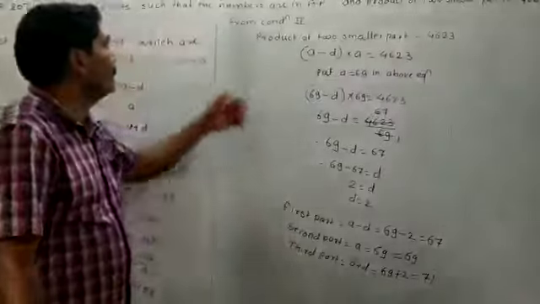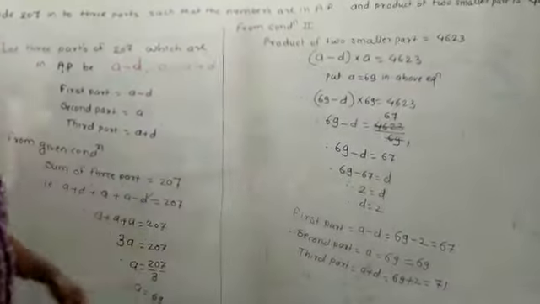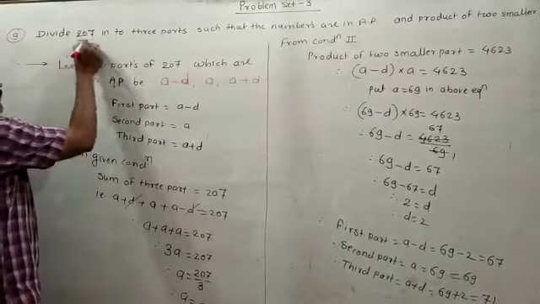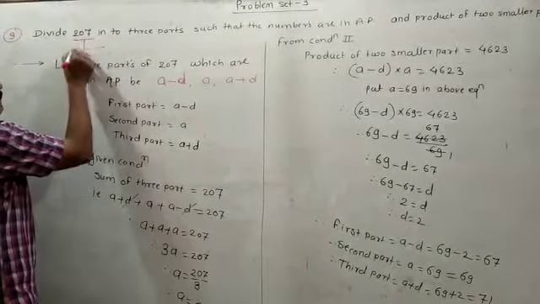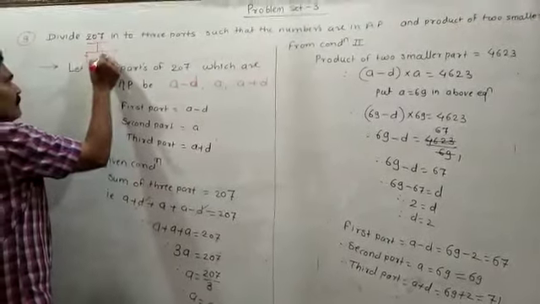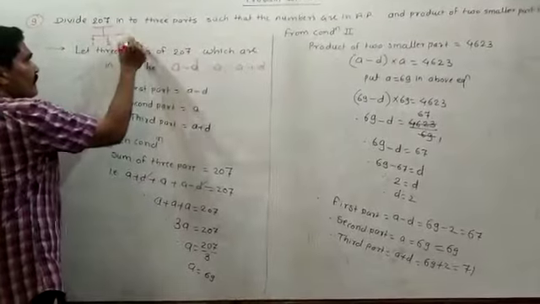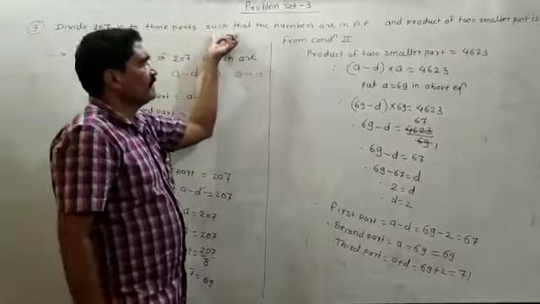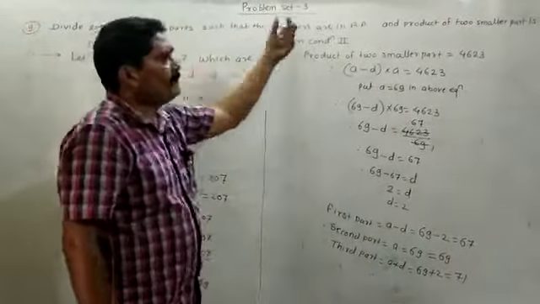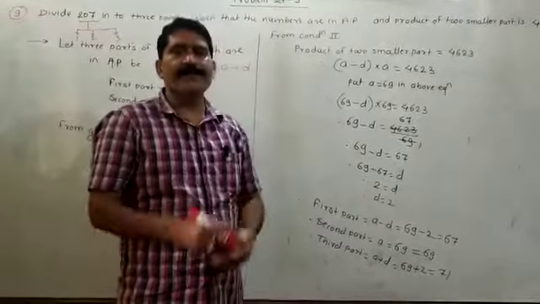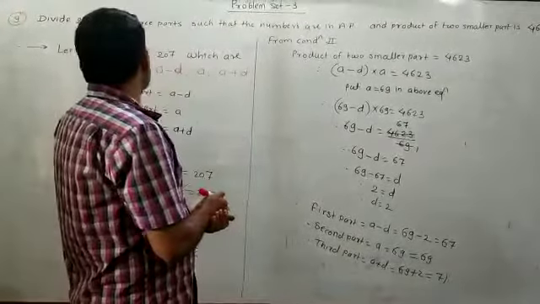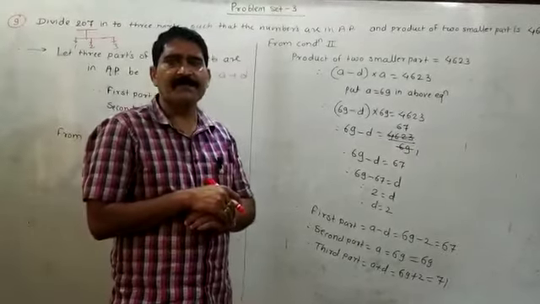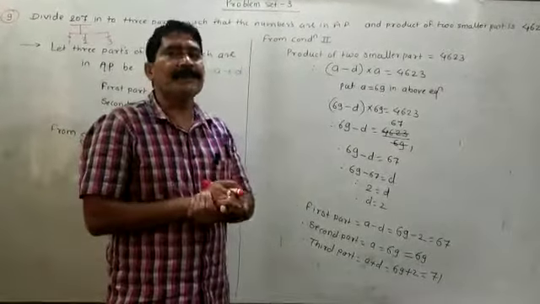To start with, problem set 3, question number 9: divide 207 into 3 parts, one part, second part and third part, such that the numbers are in AP. When you divide 207 into 3 parts, whatever the sequence is, it has to be in AP.